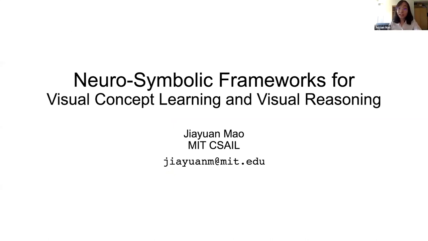Hello, everyone. My name is Jiayuan Mao. I'm a PhD student at MIT. My advisors are professors George Tenenbaum and Leslie Kaelbling. My main research interests are in neuro-symbolic models for visual reasoning, common sense reasoning, and also planning. So today I'm going to present this idea of using neuro-symbolic frameworks for visual concept learning and visual reasoning.